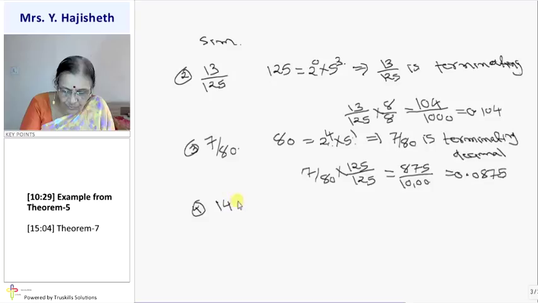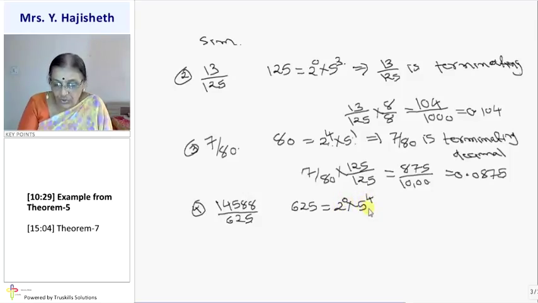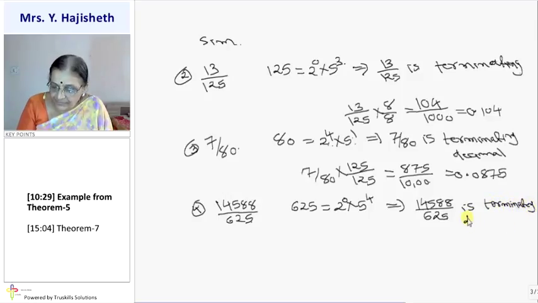Now let us take sum number 4. It is 14588 upon 625. Now 625 can be represented as 5 raised to 4. So naturally it is 2 raised to 0. So that implies my 14588 upon 625, this rational number is terminating decimal. Clear?